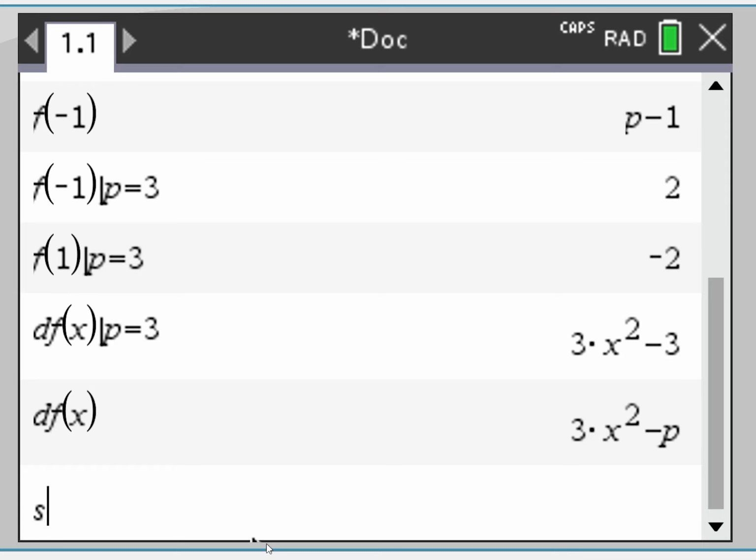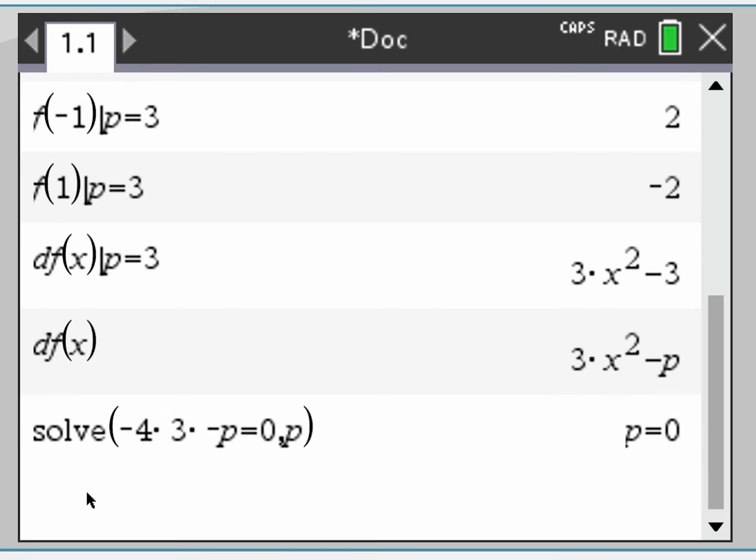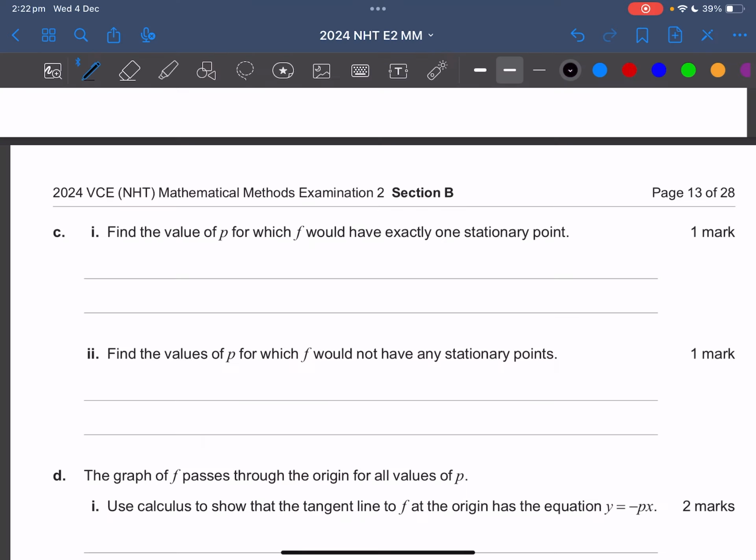Okay, so let's solve for that. So solve, what is our b? Well, we don't have a b here because this is a and this term is going to be c. There is no b term. So b is just going to be 0. So the only thing that's left is minus 4 times a, which is 3, times c, which is minus p. That has to be equal to 0. So p has to be equal to 0. So the answer for this is going to be p equals 0.